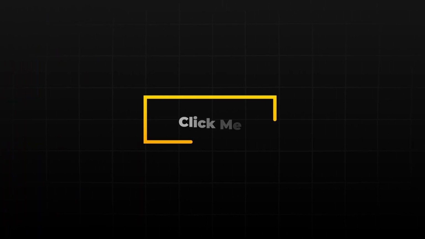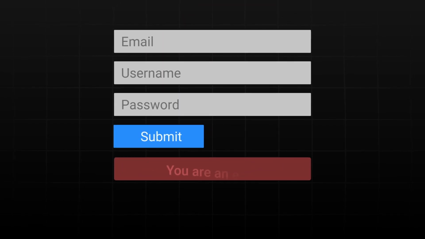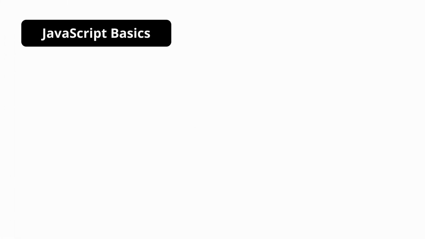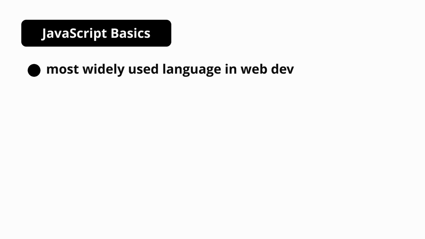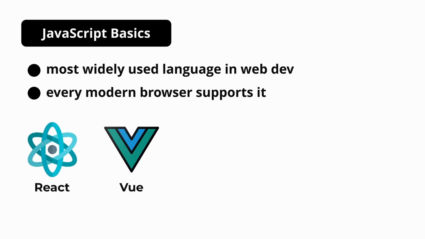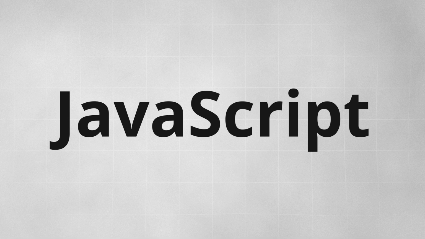It can react to user actions like clicks, typing, or scrolling. It can change content and styles dynamically, validate forms, show pop-ups, or even load new data, all without reloading the page. JavaScript is the most widely used language for web development, and every modern browser supports it. Frameworks like React, Vue, and Angular are all built on top of it, and with Node.js, you can even use it on the backend. So in short, JavaScript is what brings your website to life.